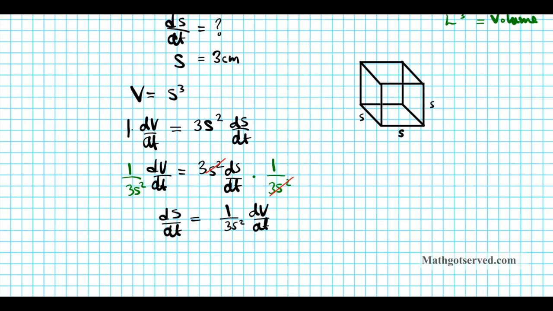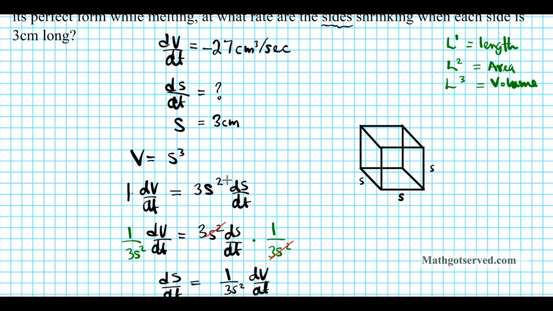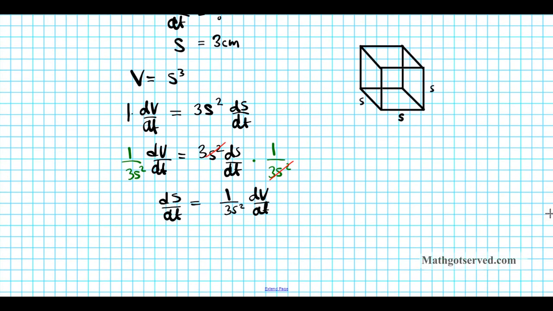Now let's input the values we know. We know S is equal to 3 centimeters, and dV/dt is negative 27 centimeters cubed per second. So let's plug that in. We have ds/dt is equal to 1 over 3 times 3 squared times dV/dt, which is negative 27. If you work this out, you have 1 over 27 times negative 27, which equals negative 1.